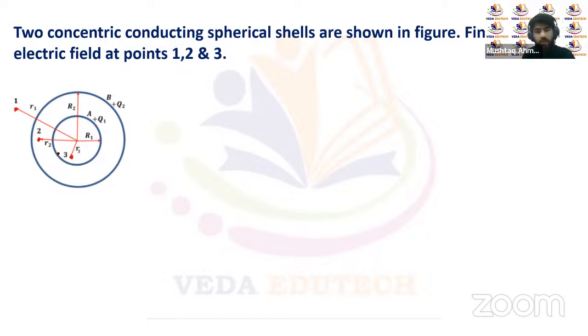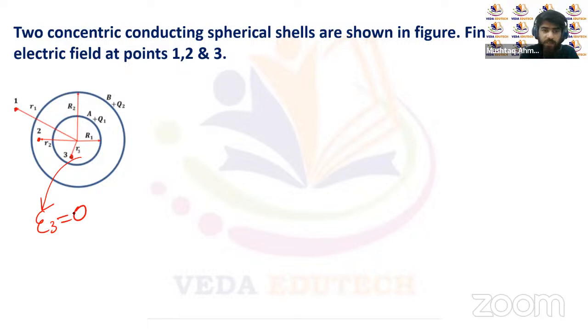Now let's try to find the electric field. You can see here, this point 3 lies inside the conductor. We know that inside a conductor, the electric field is zero, because it's a space of constant potential. So the electric field inside the conductor or metallic surface has to be equal to zero. So E3 will be zero.